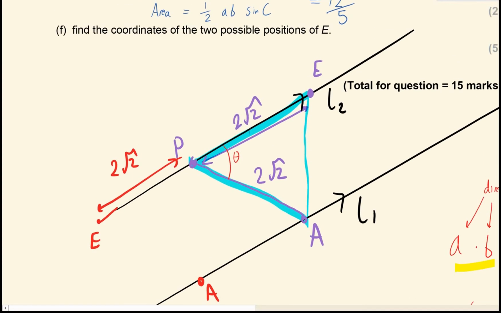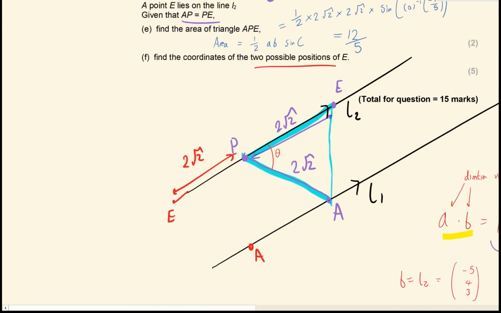As a rule of thumb, whenever you want two possible positions, you're either going up the line, say in this case, or down the line. That's where your two positions come from. Okay? Let us work them out.